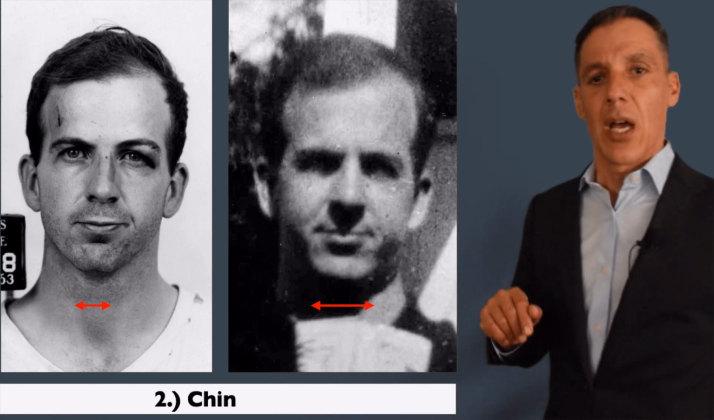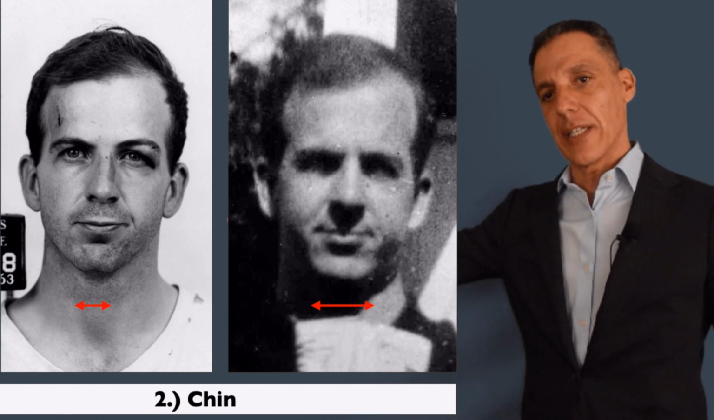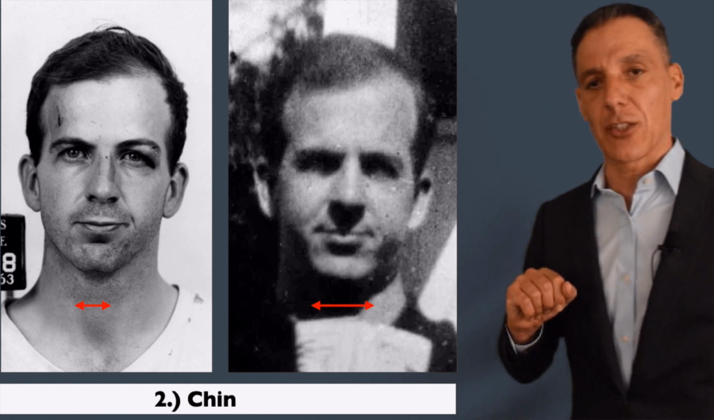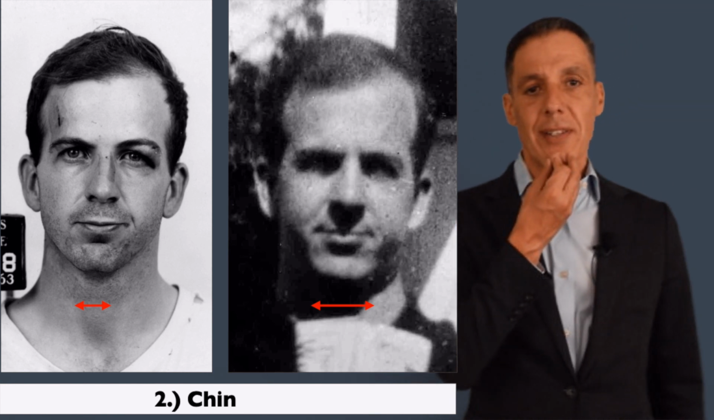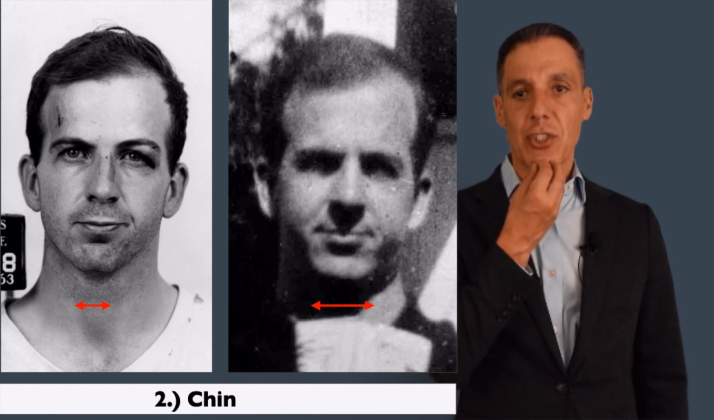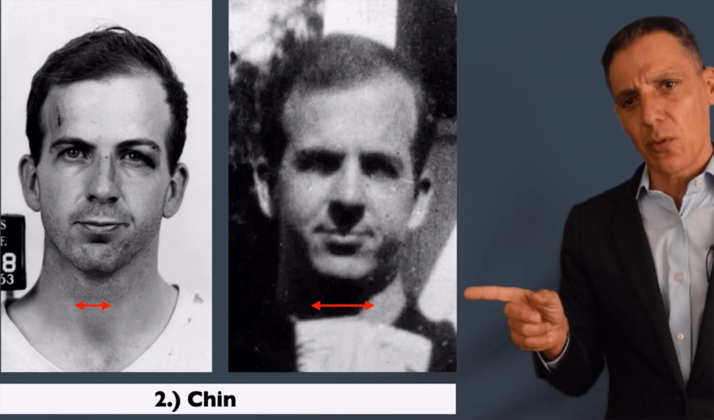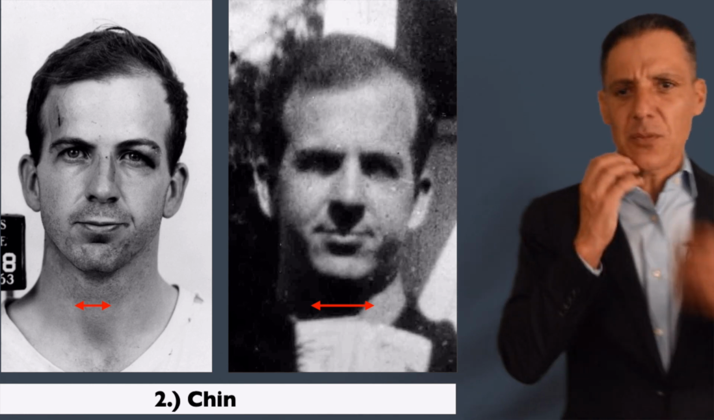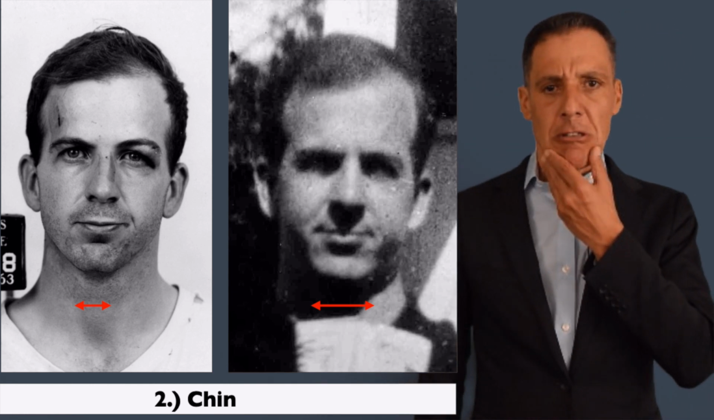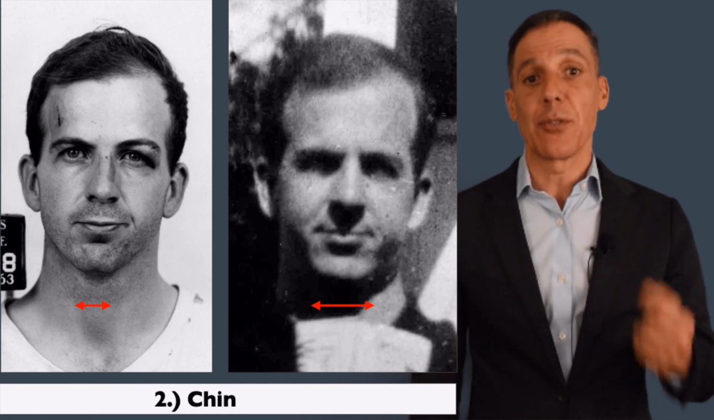Argument number two: what you see over here is a mugshot of Oswald shortly after being arrested. You see that he has a very narrow, tapered chin, in fact, quite distinct. But in the photo, that doesn't look like his chin. It looks really fat and broad, almost like, well, people argue, somebody else's chin.